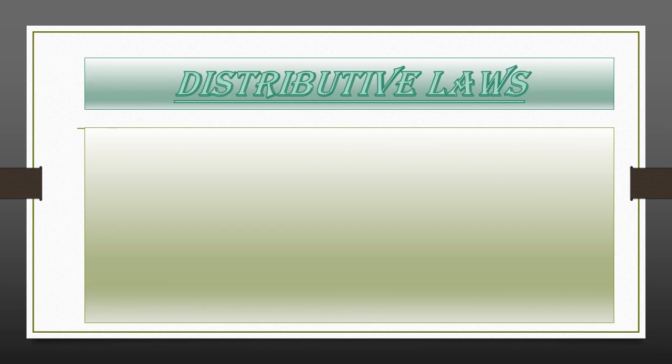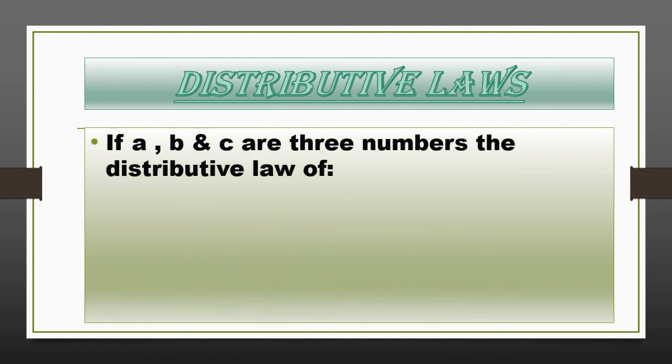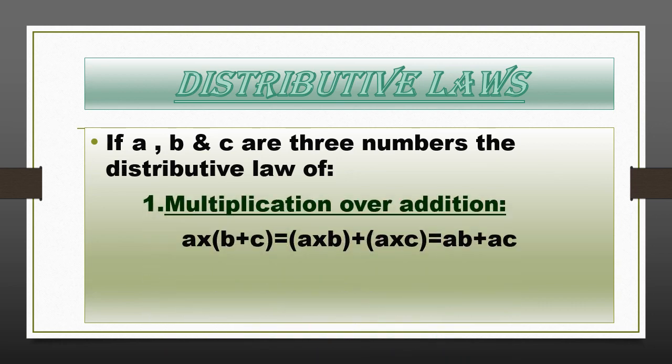Here is the last law, that is the distributive law. In this, if A, B and C are three numbers, then the multiplication over addition property is A multiplied by (B plus C) is equal to (A multiplied by B) plus (A multiplied by C), which is equal to AB plus AC.